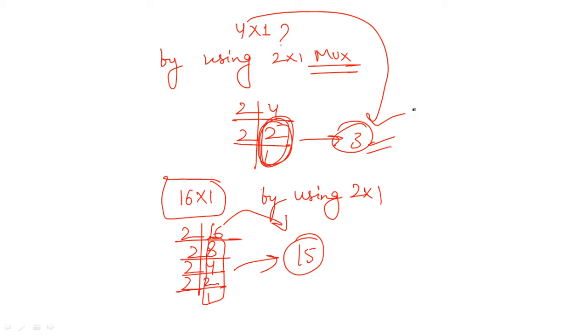Okay, so that's how it is, even a trick that if you just want to make any kind of multiplexer by using the 2x1 multiplexer, it will be 1 less than that value. So for 4 by 1, it's going to be 3. For 16 by 1, it's going to be 15. Okay, so this is just valid for the 2x1 multiplexer.